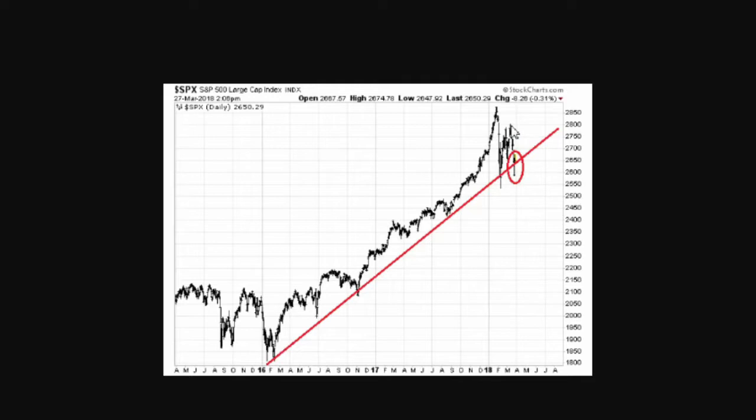And then number 5 similarity of the other 3 crashes was a break of the trend line. And although we've come down here to the trend line, and even though we've gone through it, this doesn't necessarily qualify as a break of the trend line, at least not yet. Now, as you can imagine, after the break of the trend line in the other 3 crashes, waterfall declines began. So let's take a look at the next chart.